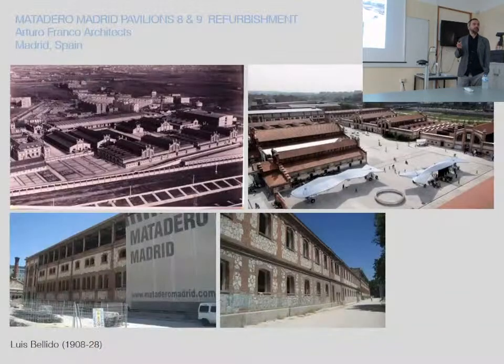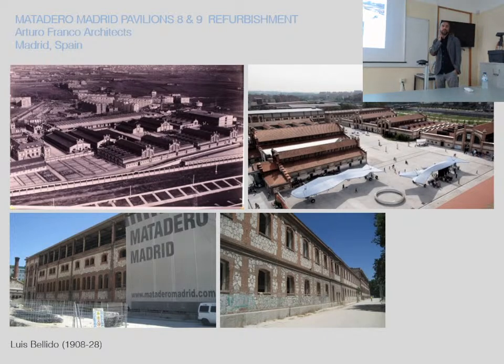The second one is also a steel structure, but in this case it is a renovation of an existing building in Madrid. This is Matadero, Madrid. That is the old slaughterhouse. It's a quite big complex of, I don't know, maybe 15 buildings, something like that. Old buildings. They were built between 1908 and 1928 by Luis Bellido, who was the architect in charge.